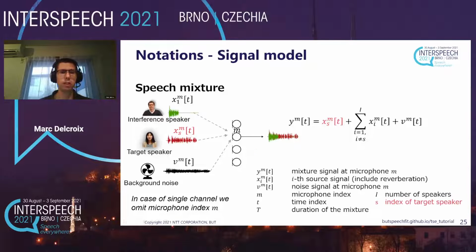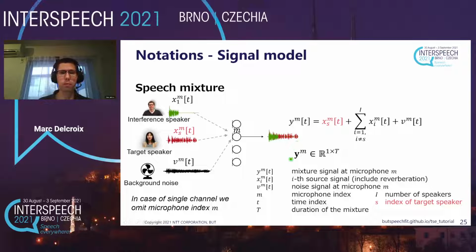So the speech mixture Y, or Y_M here, will be a sum of the speech from the target speaker, where the index S represents the target speaker, and all of the interference speaker speech. Here there is only one, but it can be more. And also the background noise. So here would be non-speech background noise.